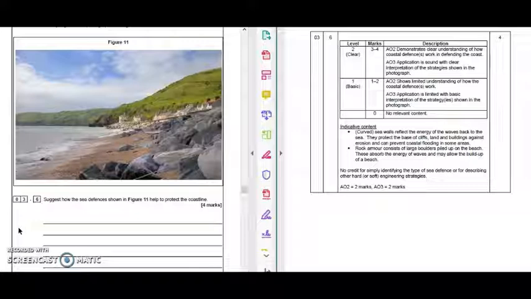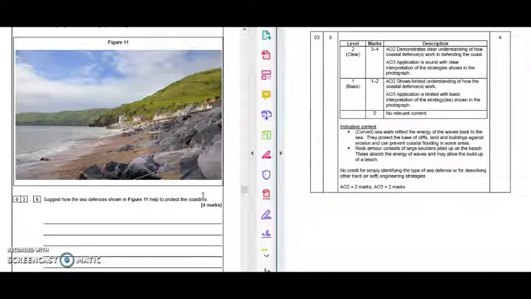3.6. Suggest how the sea defence shown in figure 11 helped to protect the coastline. So it doesn't say and your own knowledge, so we've got to use what's in the figure. Now there's 2 types of coastal management we can see. First one's really obvious. You've got the riprap, the big boulders here, but then also in the background you can see there's a sea wall as well. So the question is not asking us to evaluate the pros and cons. We just want to know how they protect the coastline.